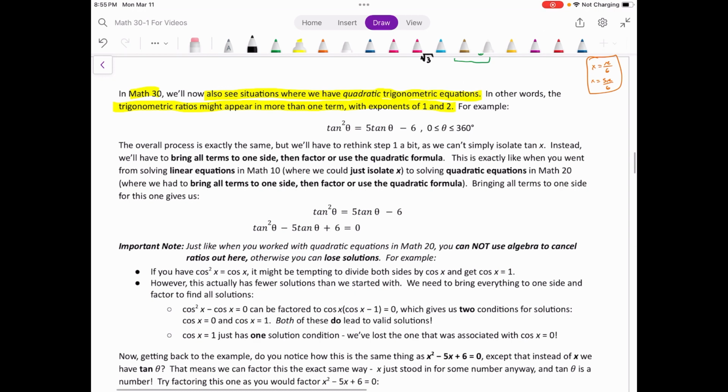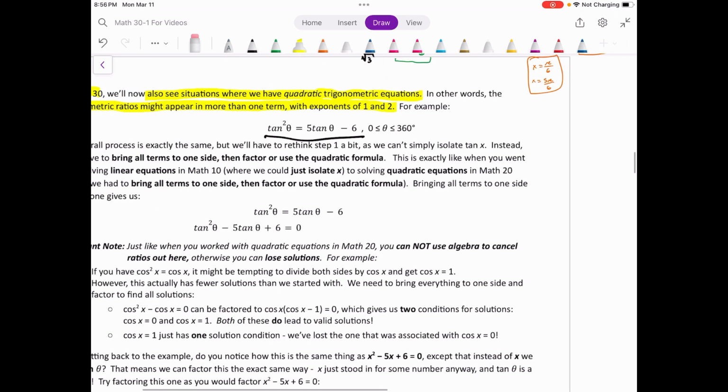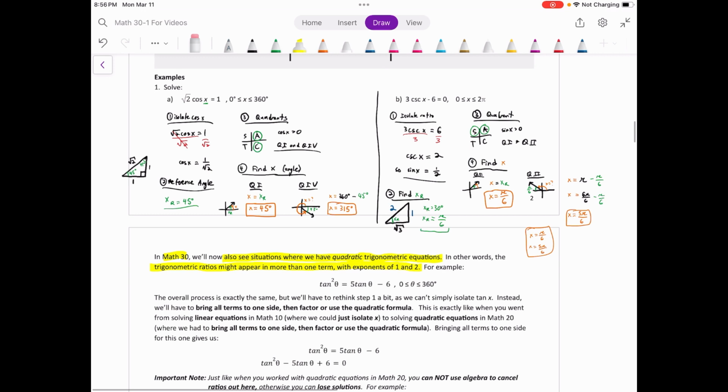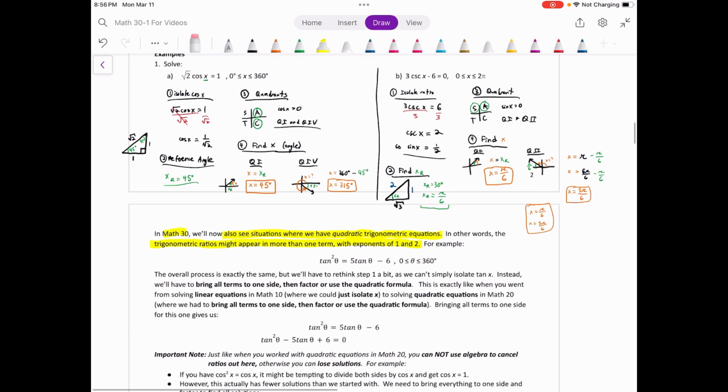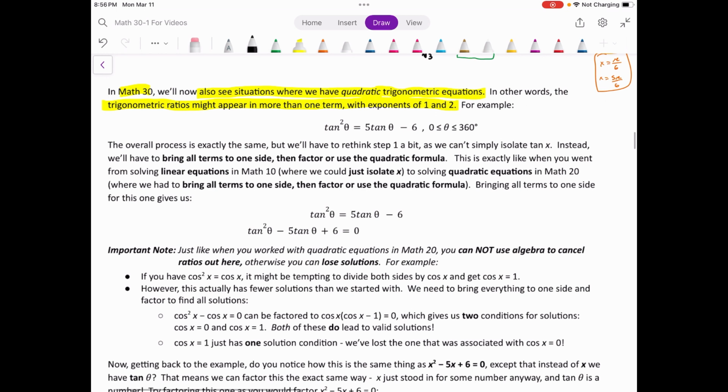But guess what? You know how to solve this. You also know how to solve this, okay? It's actually the exact same process with some trig stuff tacked on at the end. So basically, we're going to use Math 20 skills to get it to a situation where then we can take over and do our trig stuff that we did in Math 20. Okay, it's really just building on the ideas we've seen before. So the overall process is exactly the same, but as we've discussed, we'll have to rethink that step 1 a bit. We can't simply isolate tan x.